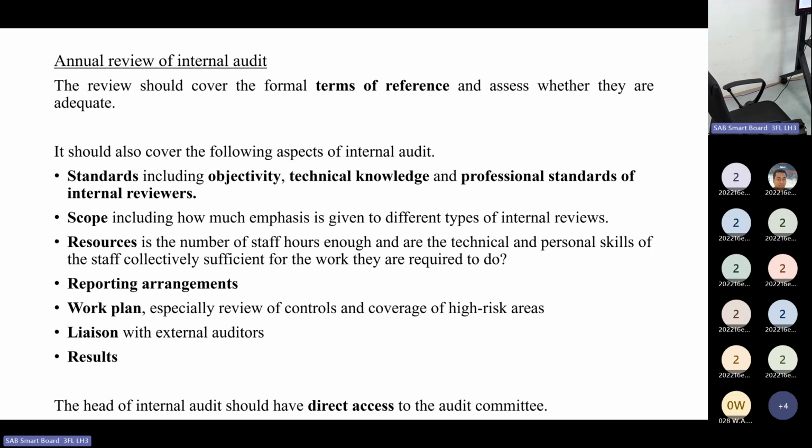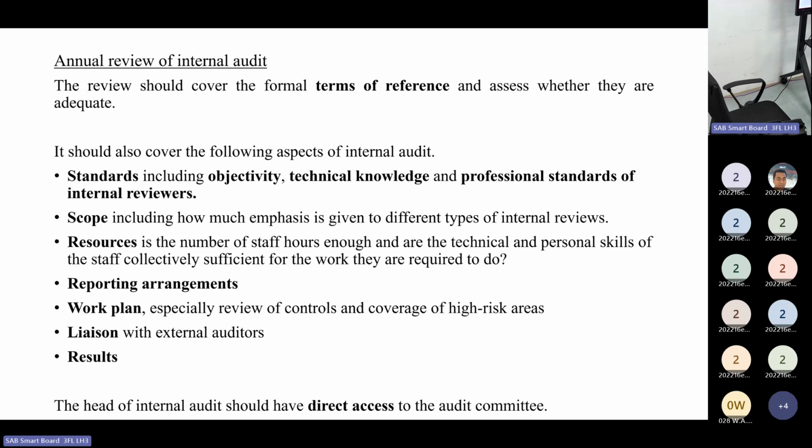Then the liaison with external auditors, because the internal auditors need to connect with external auditors, and that is done through the audit committee. So how that connection will be there, and the internal audit results, what are the results and what should be done. So with regards to internal audit review, these are things that they do. So under internal audit, you study two things. Reporting relationship is one, and the review of internal audit.